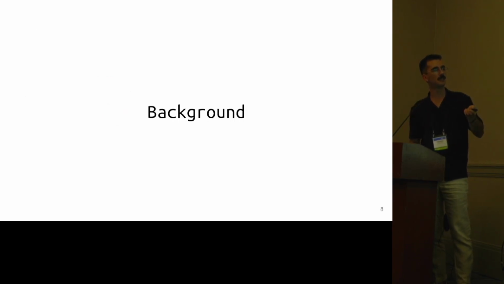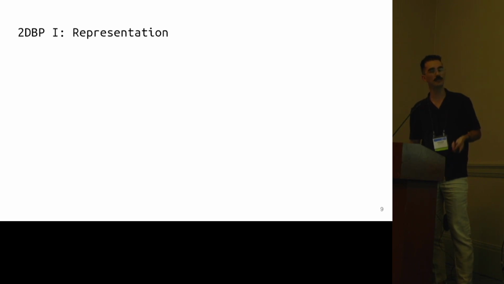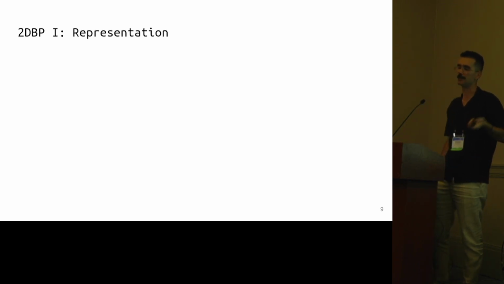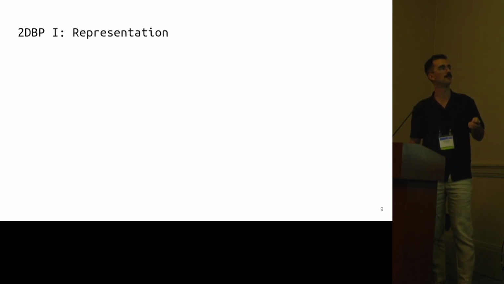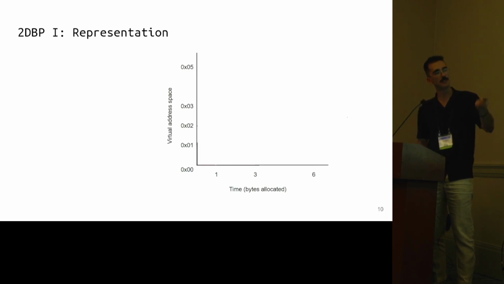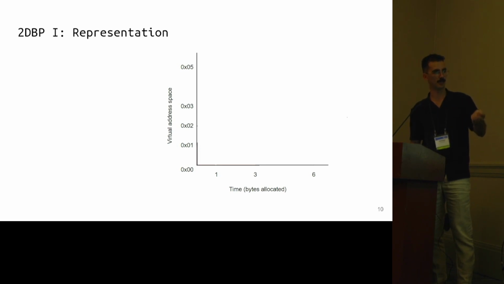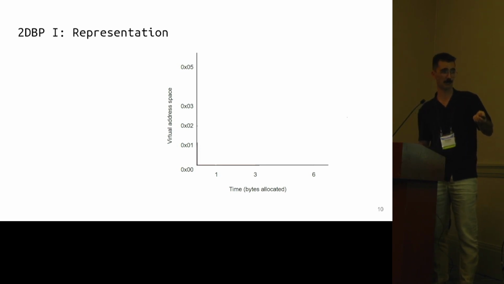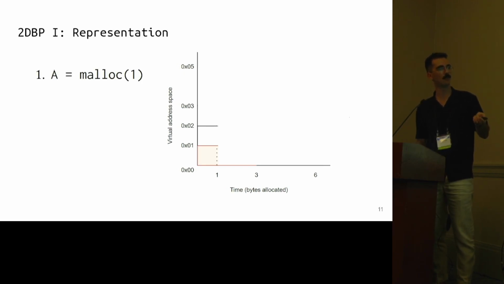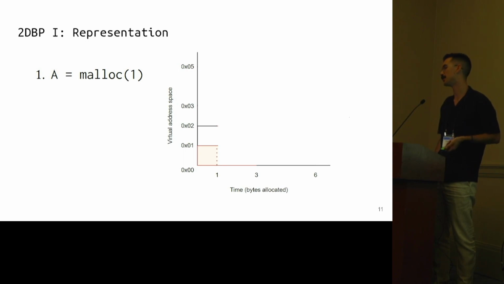That said, let's move on with some background. As I promised, we will construct a toy representation for a very small sequence of requests. We start with a two-dimensional address space on the vertical axis and logical time on the horizontal one. And we go step by step, receiving requests. First, we have a malloc request of 1 byte. We assume the allocator decides to put it on address 01.